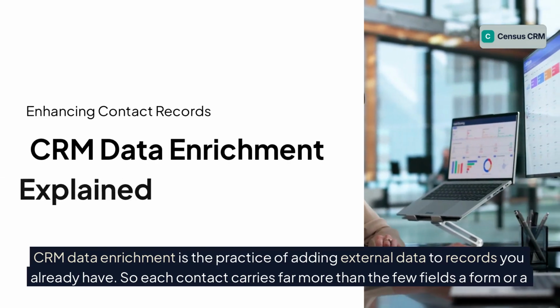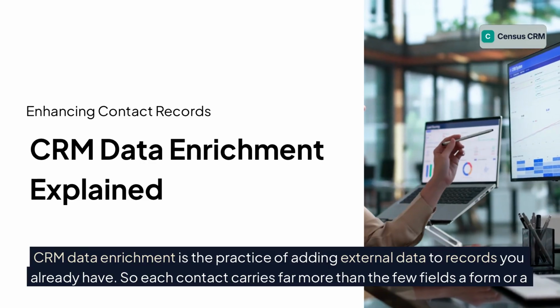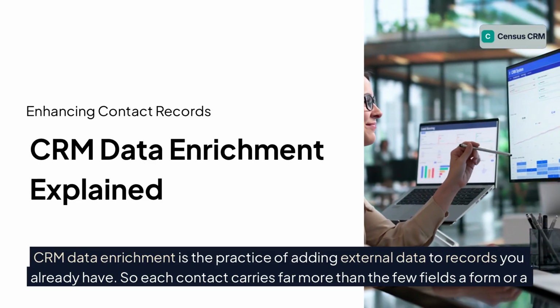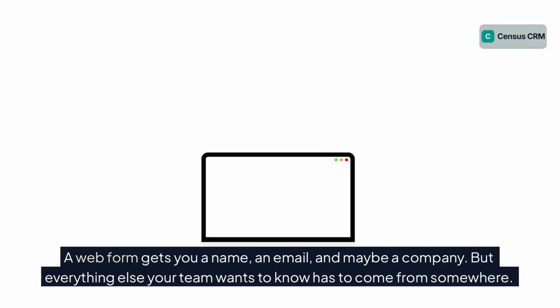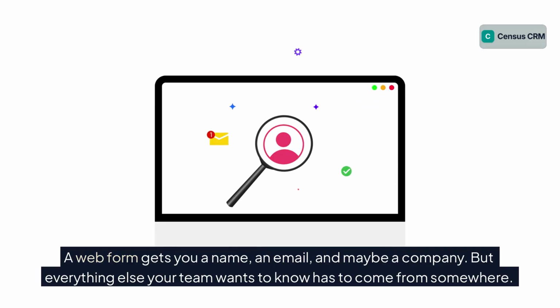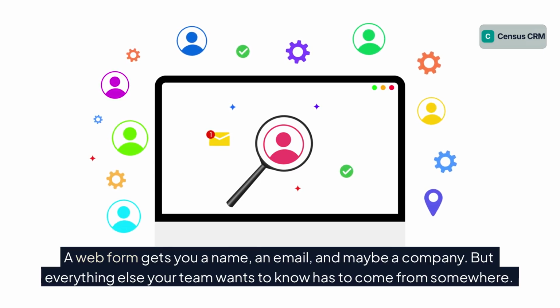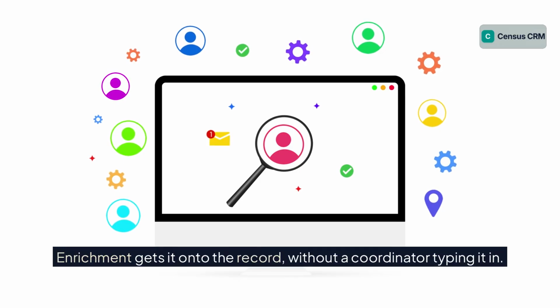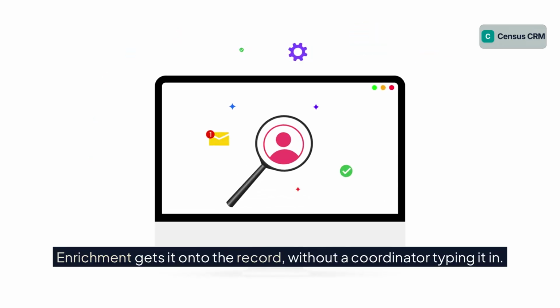CRM data enrichment is the practice of adding external data to records you already have. So each contact carries far more than the few fields a form or a phone call captures. Here's the problem it solves. A web form gets you a name, an email, and maybe a company. But everything else your team wants to know has to come from somewhere. Enrichment gets it onto the record without a coordinator typing it in.